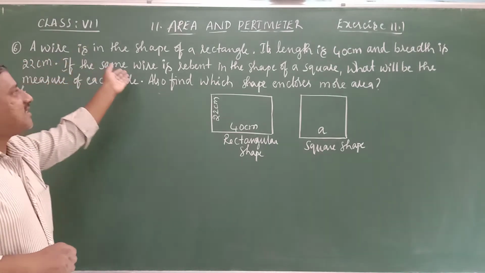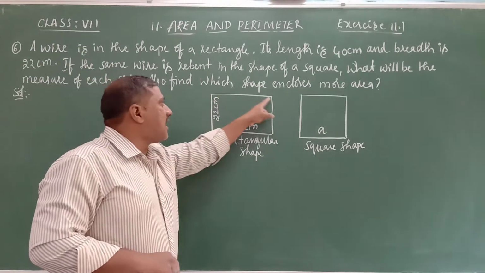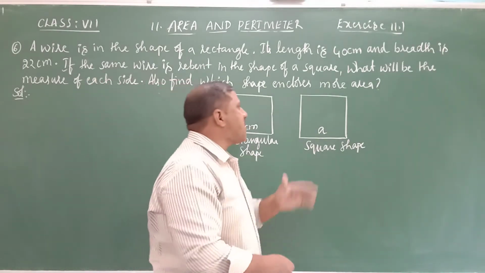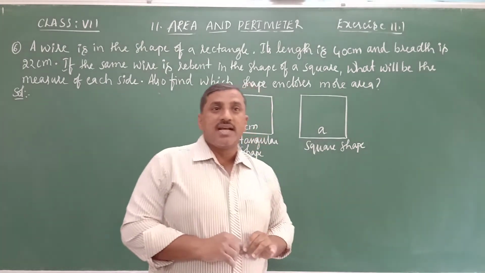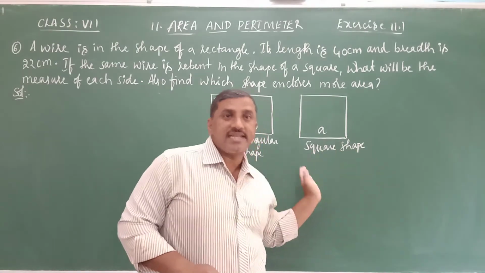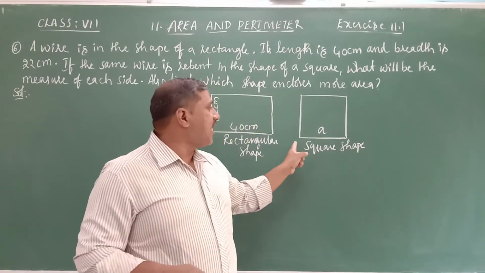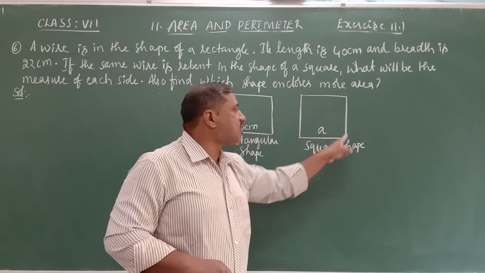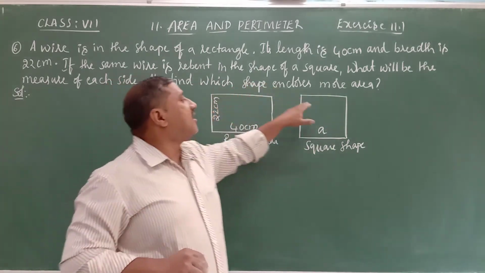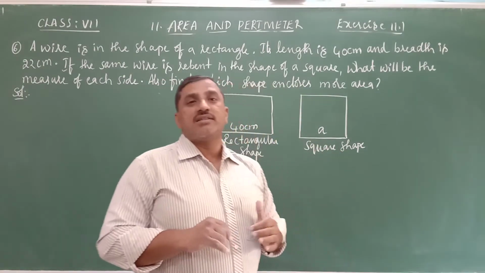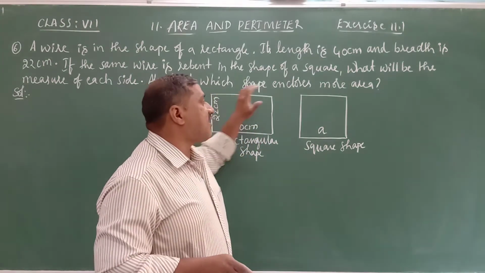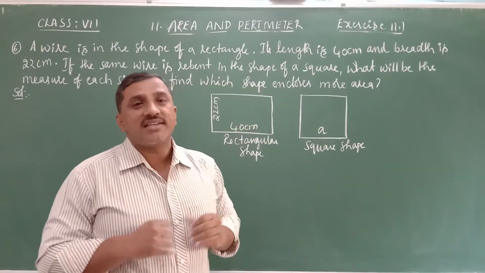A wire in the shape of a rectangle is changed into the shape of a square. This means the length of the rectangular wire is the same as the length of the square-shaped wire. It means that the perimeter of the rectangular wire is equal to the perimeter of the square-shaped wire.